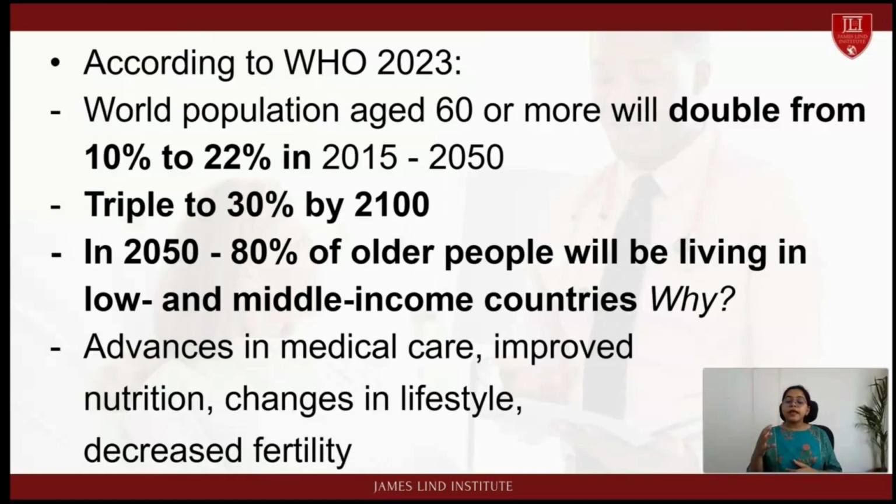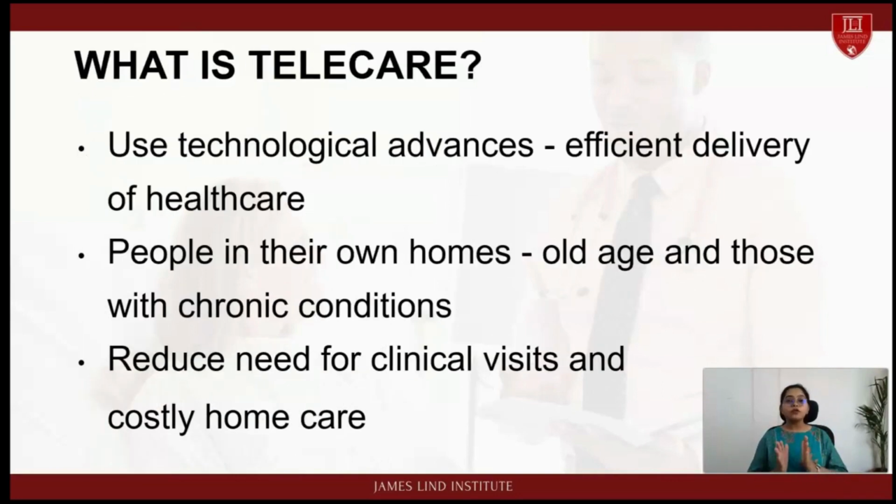Now, what is the reason that we are suddenly seeing such projections, such estimations, and it is said that the older population will increase in the entire world? What is the reason? It is because of the advancements in medical care, improved nutrition, improved healthcare services, changes in lifestyle, changes in habits, and also a decrease in fertility rates. So because of these reasons, it is expected that we will have an increased population of age 60 or more globally. Now let's talk about the main topic of today's lecture, that is telecare.